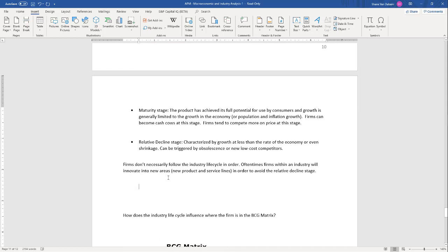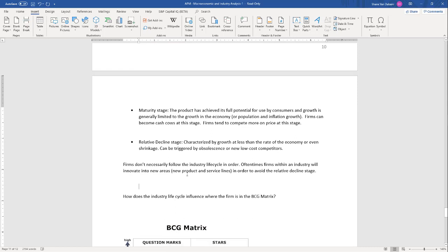The next thing I'm going to talk about is the BCG matrix. BCG stands for Boston Consulting Group.